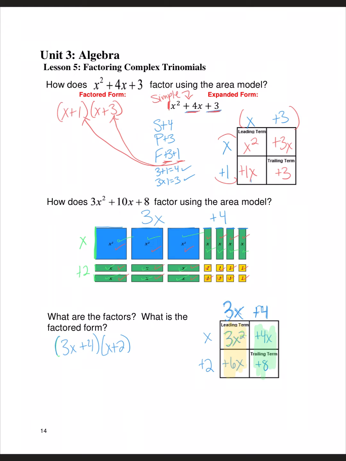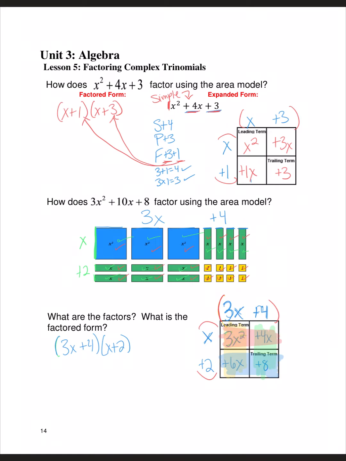And then if we start looking at our rows, so our first row, we have 3x squared plus 4x. Okay, the greatest common factor between those two would just be x. And then finally, we'll take a look at our bottom row, and we have plus 6x plus 8. So the greatest common factor there is 2. And we know that those represent our factors. So that's what it's going to be like in factored form. But let's start talking about, well, how could we do that if we weren't given all of these models in the answer already?